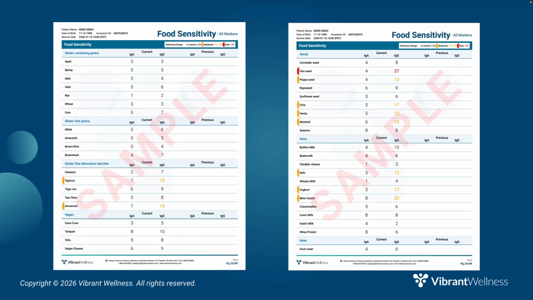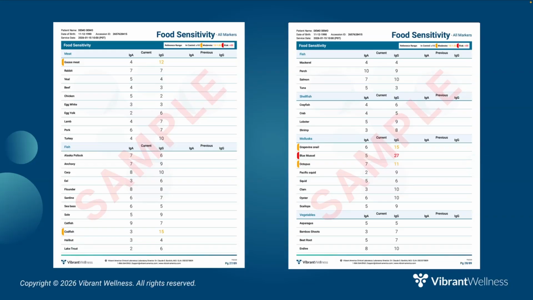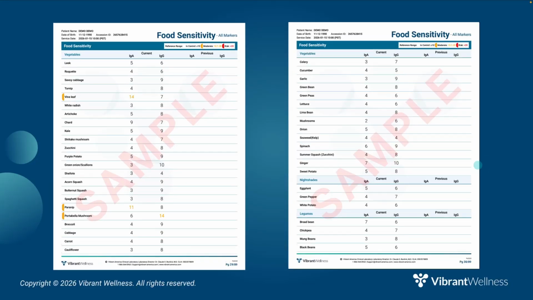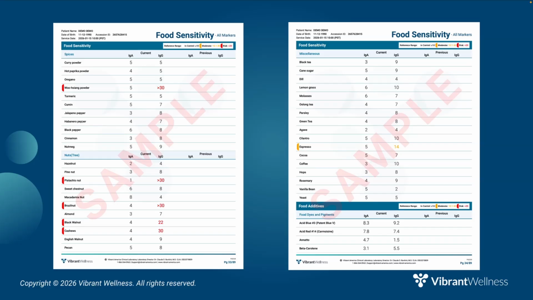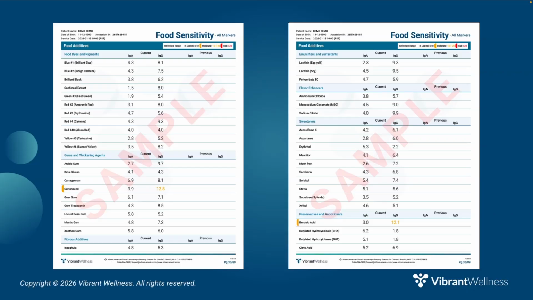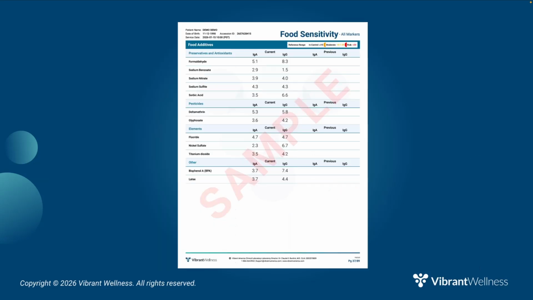The food sensitivity report ends with a list of all 209 foods and 57 food additives tested, including gluten-containing grains, gluten-free grains, gluten-free alternative starches, vegan foods, seeds, dairy, meat, fish, shellfish, mollusks, vegetables, more vegetables, almost 2 full pages of vegetables, nightshades, legumes, lots of fruits, spices, nuts, miscellaneous foods like cocoa, coffee, and hops, then the 57 food additives, including food dyes and pigments, gums and thickening agents, fibrous additives, emulsifiers and surfactants, flavor enhancers, sweeteners, preservatives, and antioxidants, pesticides, elements, and other food additives like BPA and latex.